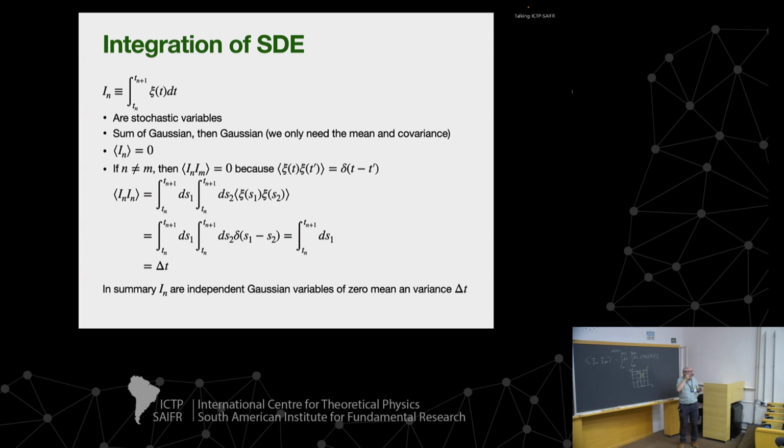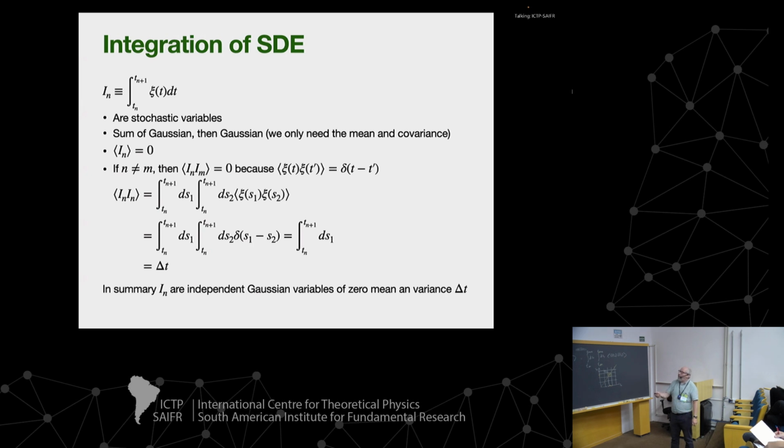And now you do get a finite result. And what's the outcome? Here you have to integrate: the average of IN is the integral of these two variables times this correlation. This correlation is a direct delta. Then I can integrate over S2, which gives you just 1. And then you have to integrate over S1, and that gives you the size of the time interval, delta t.